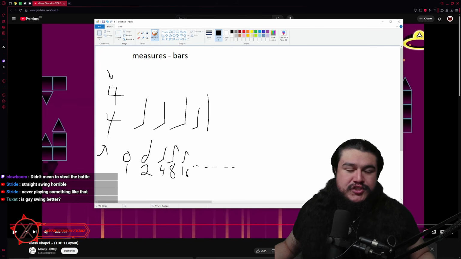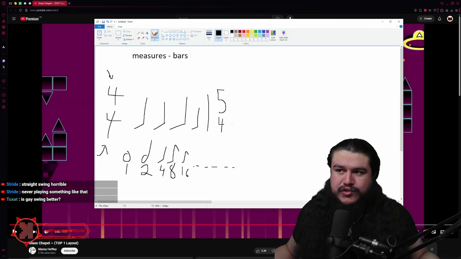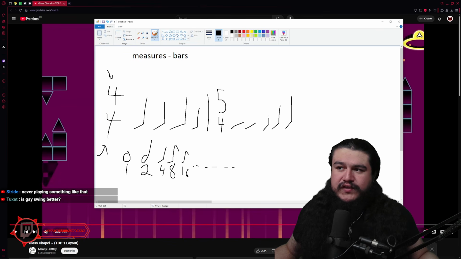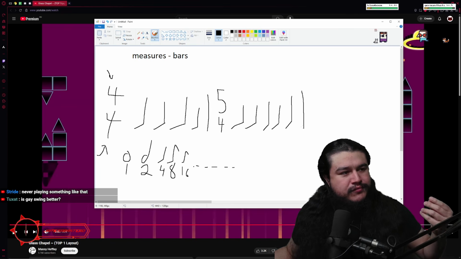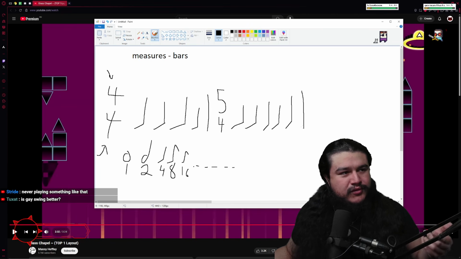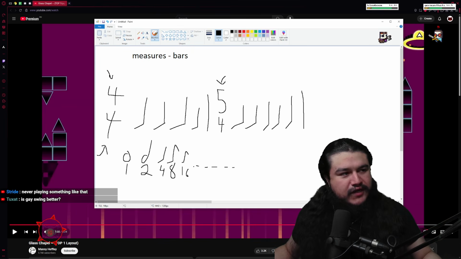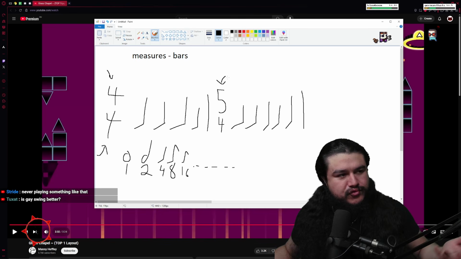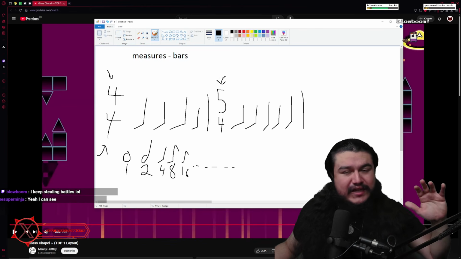However, if we change the upper number to a 5, 5/4, we get a 5/4 measure. So we add a 5th quarter note, and instead of counting to 4, we count to 5. 1, 2, 3, 4, 5. 1, 2, 3, 4, 5. This one is known as an odd time signature because it's an odd number, and it's very, very powerful when it makes things feel a little bit unstable.